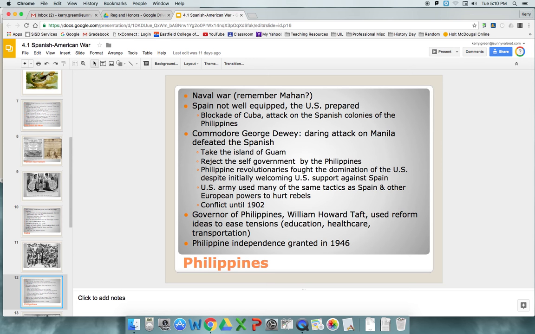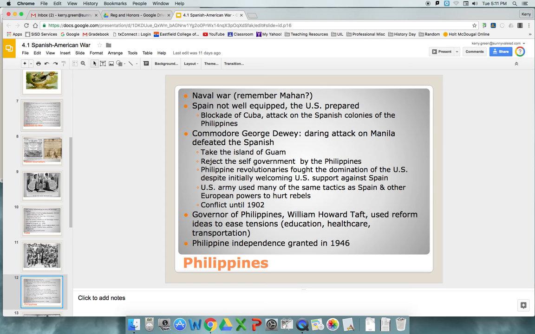So while this is happening with Cuba, with the Rough Riders and the Army and the ships being chased away from Cuba, you're going to see that Commodore Dewey is going to send the Pacific Fleet to the Philippines, very quickly going to dominate the Spanish there. They were not prepared. He blockades or basically attacks the Spanish colonies. He'll take the island of Guam. And so we very quickly get control of that area.